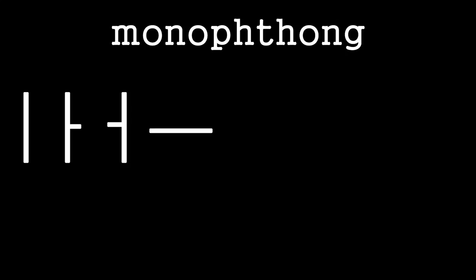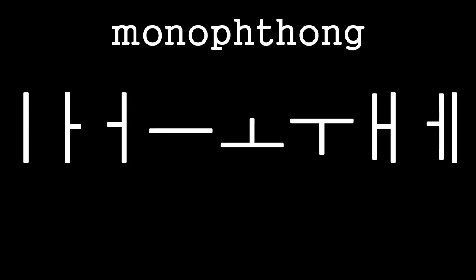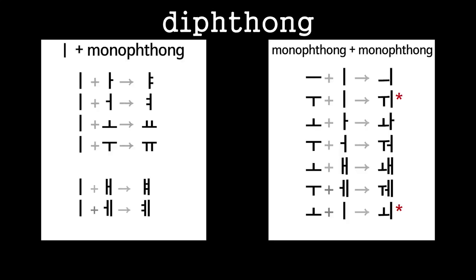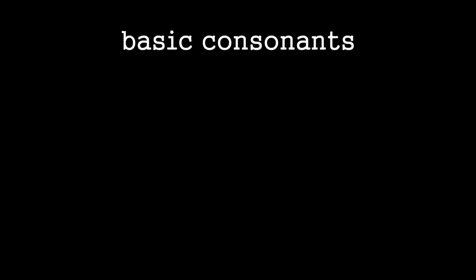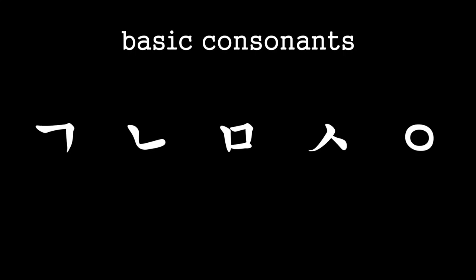In modern Korean, the monophthongs are 이, 아, 어, 으, 오, 우, 에. A diphthong is a combination of 2 monophthongs. The 5 basic consonants were created after the shape or movement of the vocal organs.